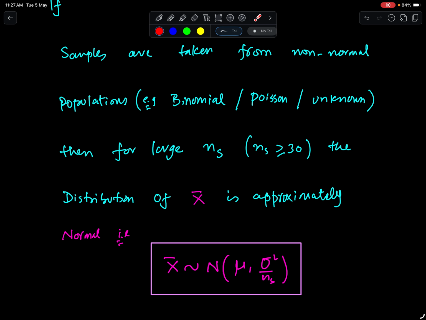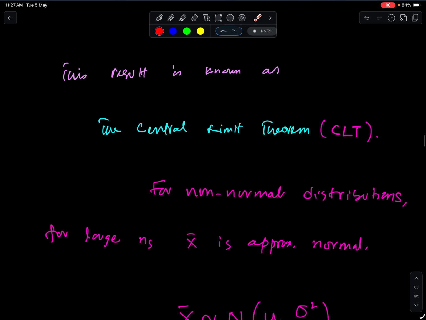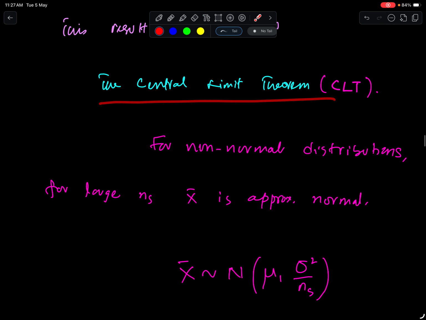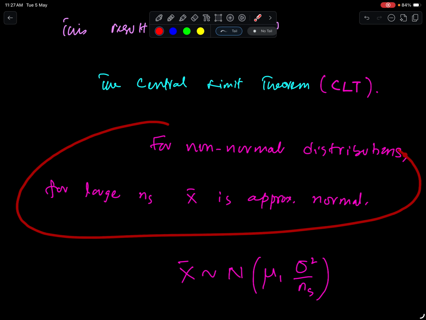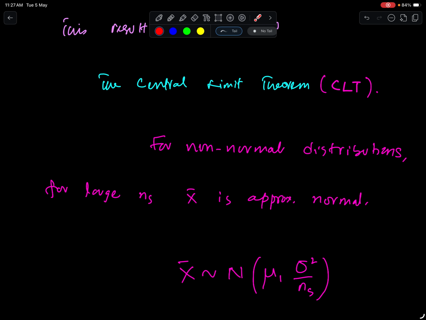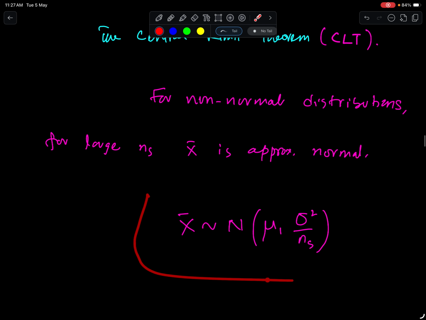See, the population is unknown or binomial or Poisson, but x bar is approximately normal. Why? Because the sample size is large. So this result is known as the central limit theorem. The central limit theorem says that for samples taken from non-normal populations and for large sample size, x bar is approximately normal. This is the statement of the central limit theorem. And this is the way we write CLT mathematically.